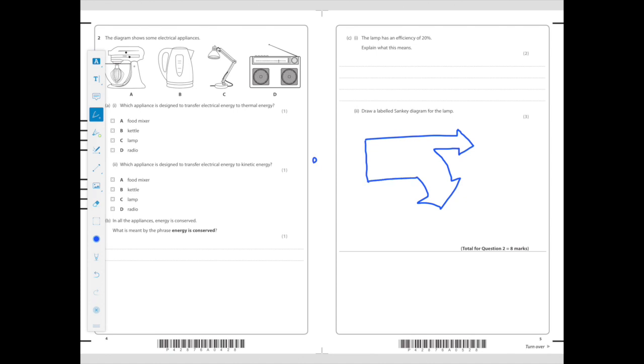So the lamp coming into that will be electrical energy. The useful energy out will obviously be light energy. And then there'll be wasted energy in the form of heat, because do notice that lamps get pretty hot. Because we haven't been given any numbers, you can't add any numbers, so don't worry about that.